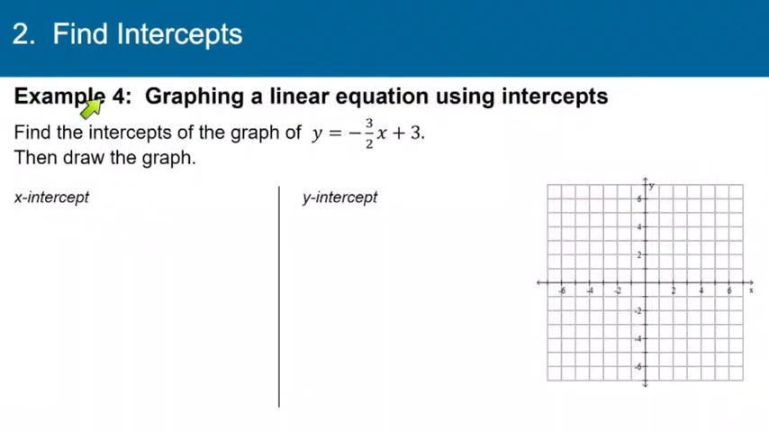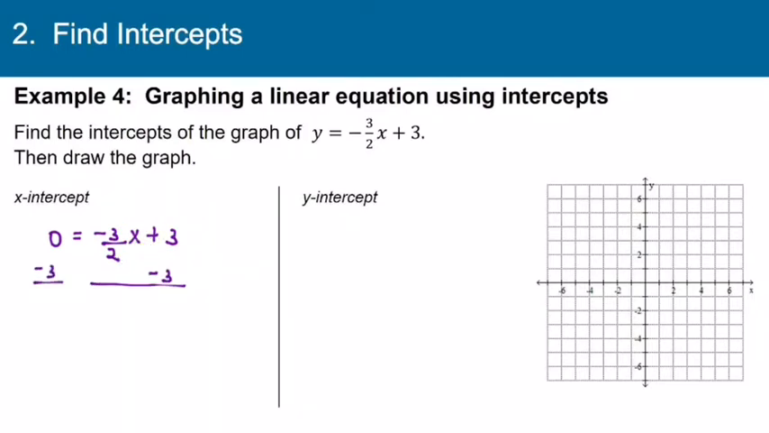Now let's look at example 4. Here is an equation that is not in standard form, but it is still a linear equation. So we can still find the x-intercept and the y-intercept by plugging 0 in for the appropriate variable. For the x-intercept, remember we want to let y equal 0. So I'm just going to copy the equation over, but instead of y equals, I'll put 0 equals negative 3/2 x plus 3.